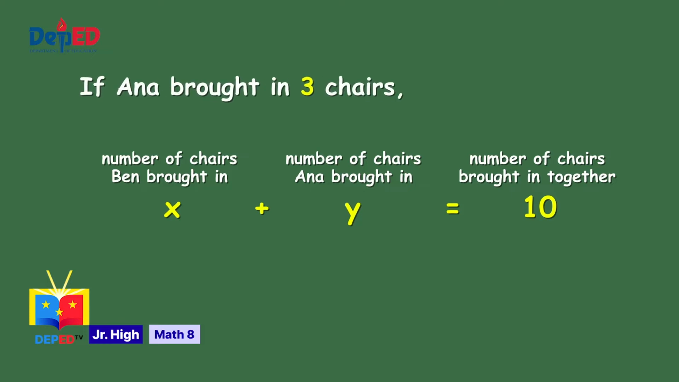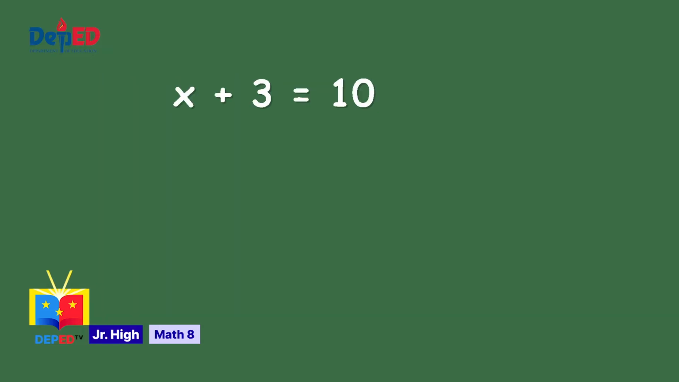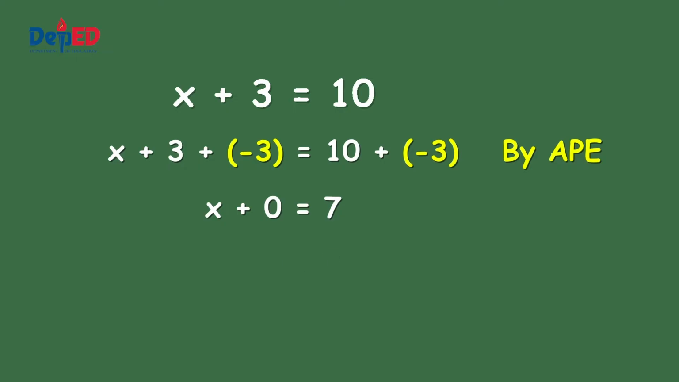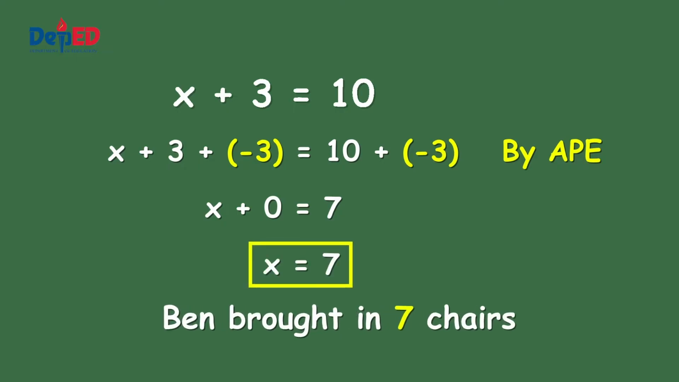When Anna brought in 3 chairs, this becomes x plus 3 equals 10. To solve for the value of x, we add negative 3 to both sides of the equation by APE, or the addition property of equality. And we will get x equals 7. Therefore, Ben brought in 7 chairs.